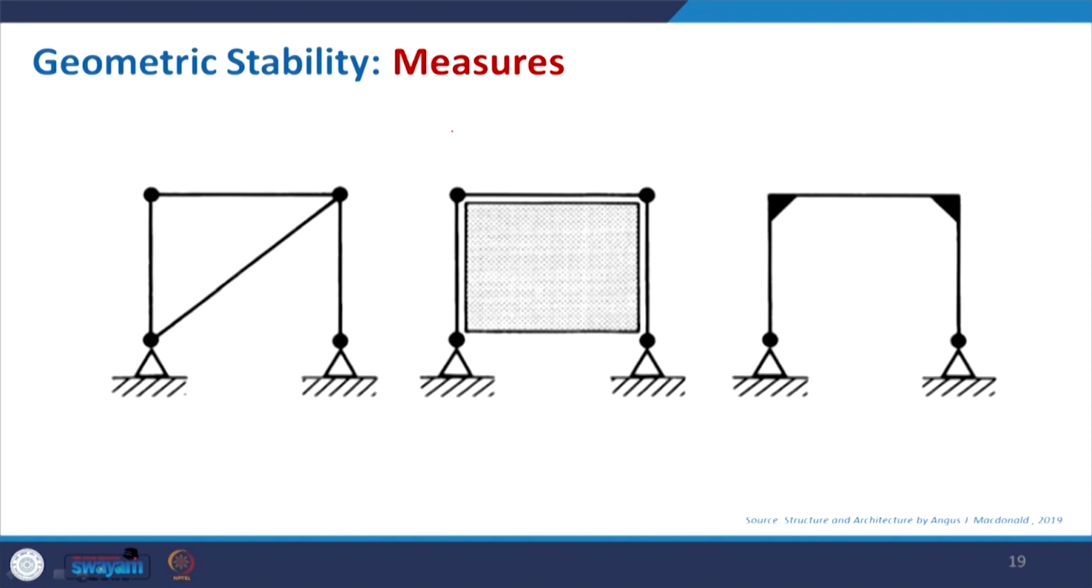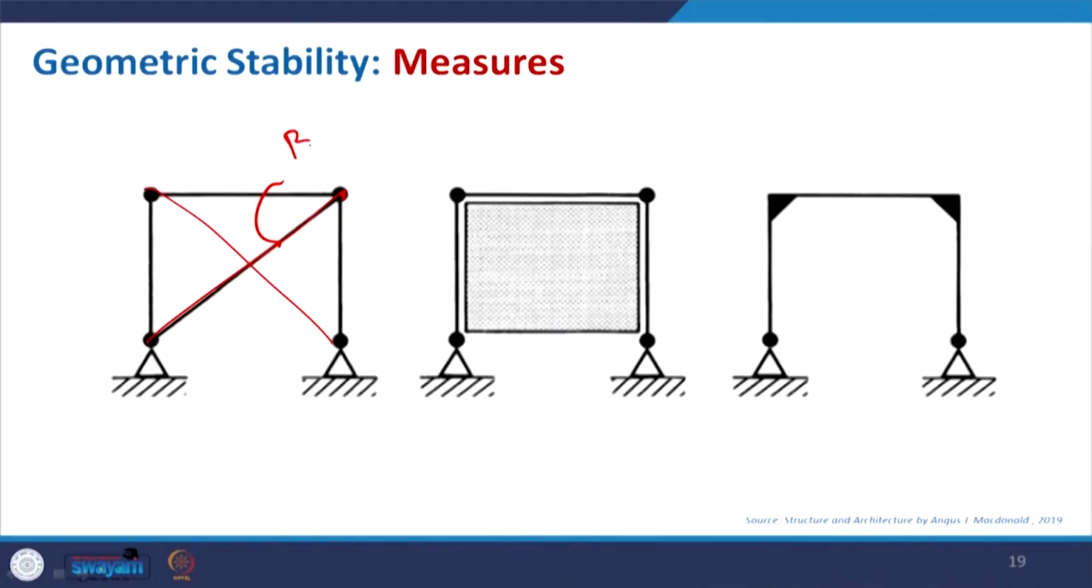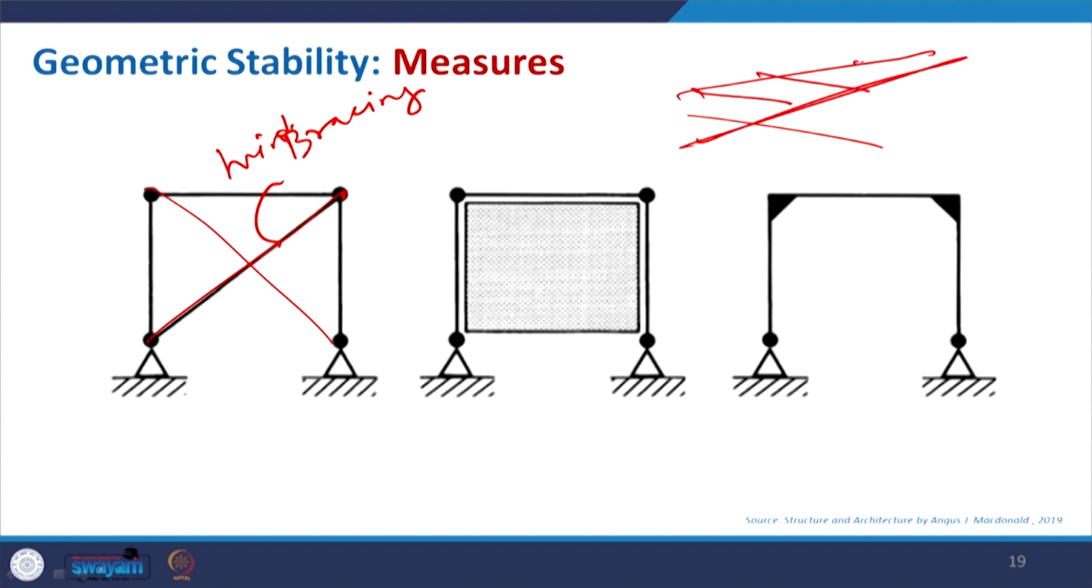One very simple way is to connect those points with a diagonal. It may be in one direction, it may be in two directions, and there is a minimum requirement for this particular bracing, which sometimes we also call wind bracing. Sometimes it is placed horizontally below, like what we call the bridge over a river.